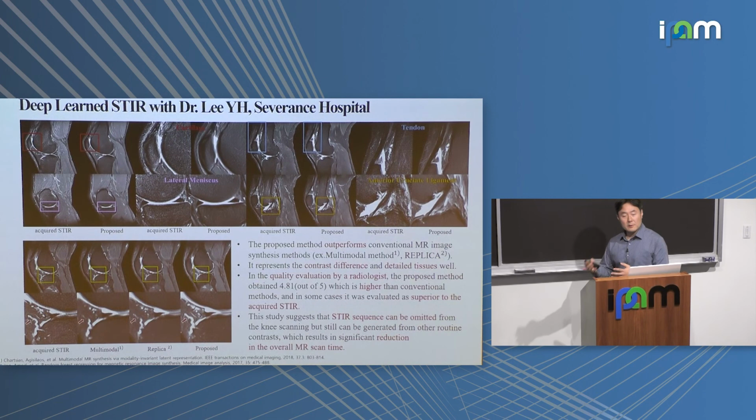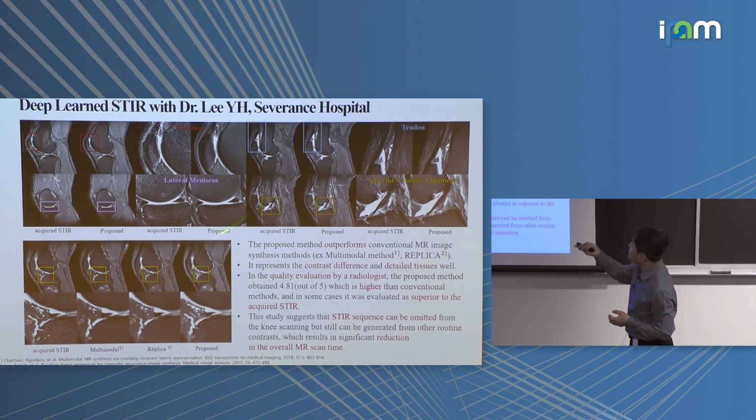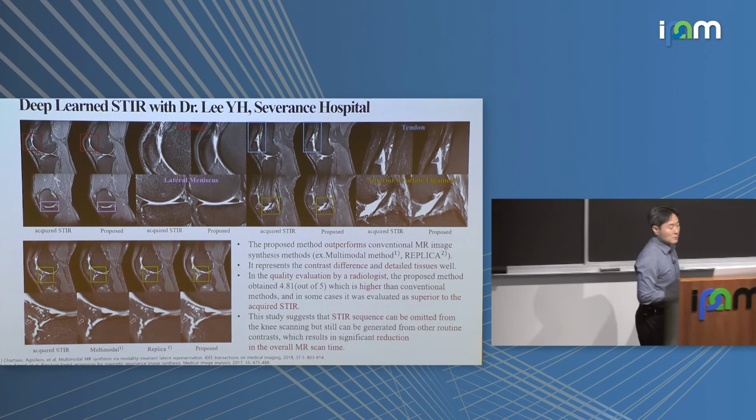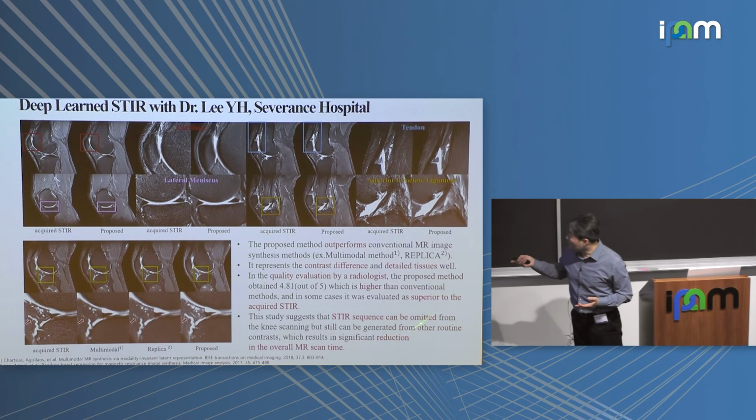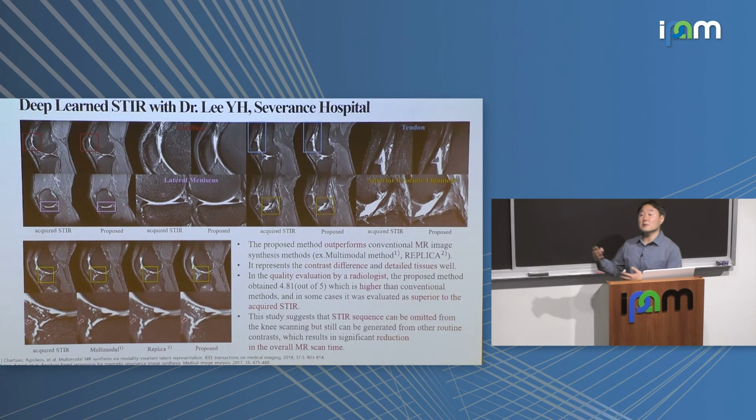And furthermore, since we are using 3 different contrast images, the signal-to-noise ratio of these deep learned STIR images is much better than the actual acquisition of these STIR images. So this study suggests that the STIR sequence can be omitted from the knee scanning, but still can be generated from other routine contrasts, which results in significant reduction in the overall MR scan time. And this is another way to accelerate MR imaging.